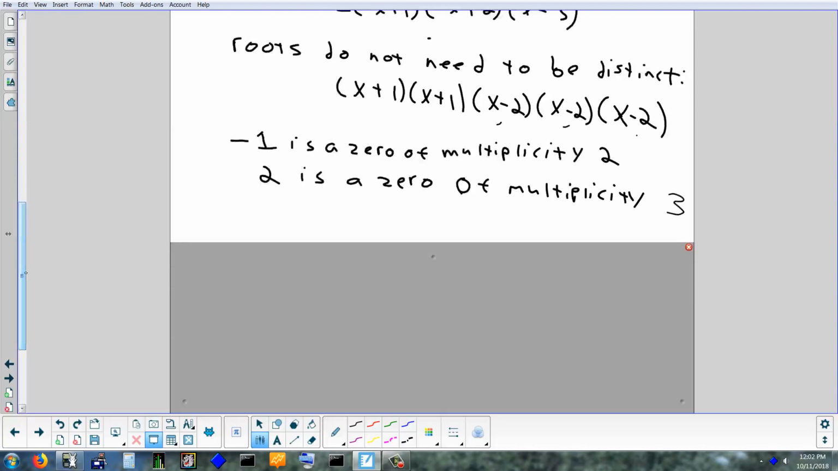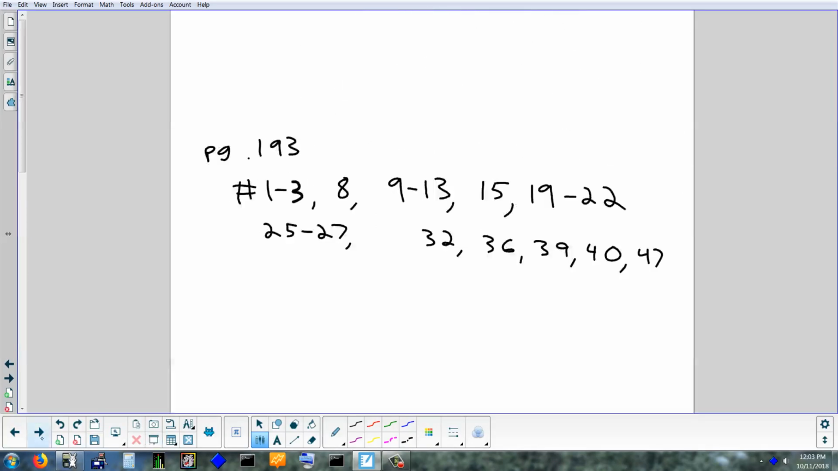Any questions on that? Okay, so it was a kind of a really quick overview of complex numbers, but then trying to show you how synthetic division and the stuff we learned this week still applies. Okay, so that's the homework for tonight.